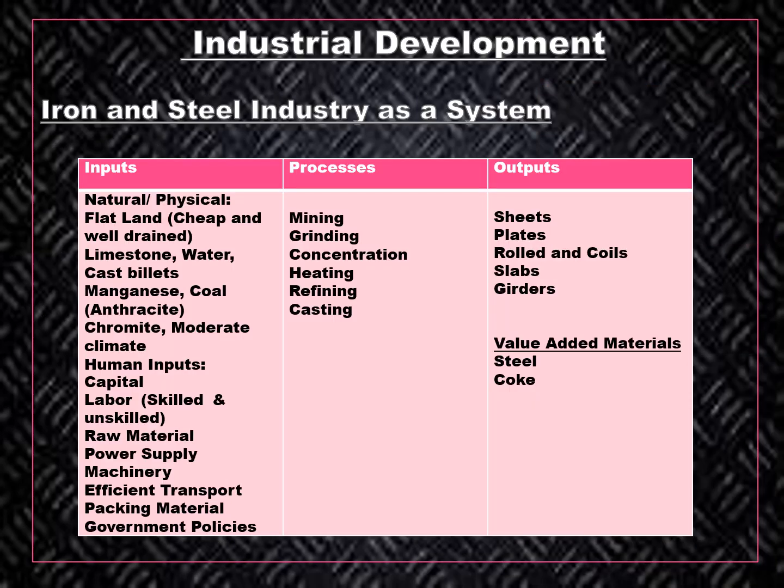Now, if we talk about the iron and steel industry as a system, we can see that the main important inputs are scrap, iron ore, water, manganese, coal, which should be anthracite coal, chromite, and limestone. And if we talk about the processes: mining, grinding, concentration, heating, refining, casting. According to the industry, the processes change. Outputs are sheets, plates, rolls and coils, slabs, girders, cast billets, value-added materials like steel and coke, and sometimes machines are also made.